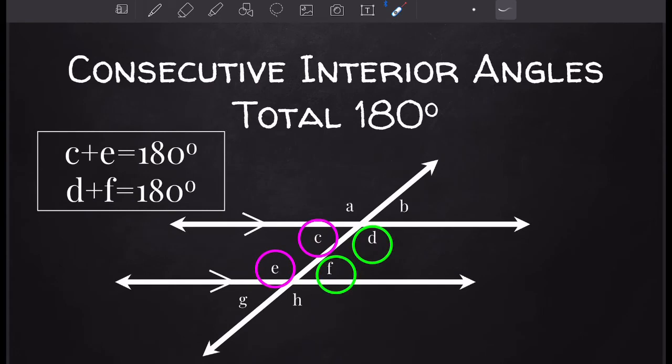So are there any other consecutive interior angles? Yes. C and E is one. D and F is another set. And both of them total 180 degrees.